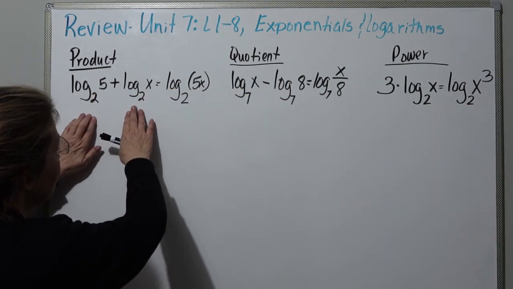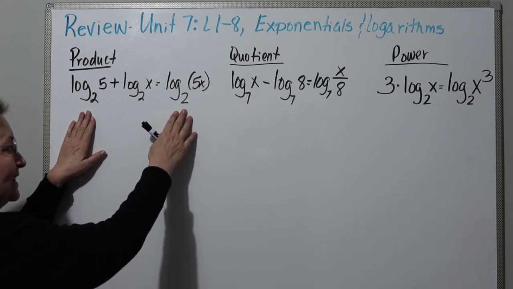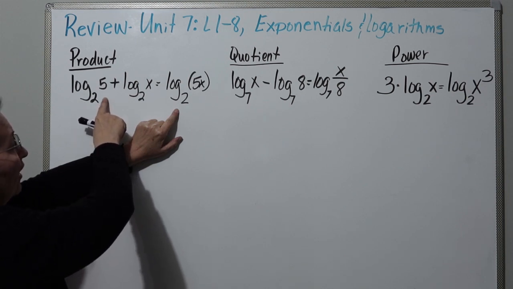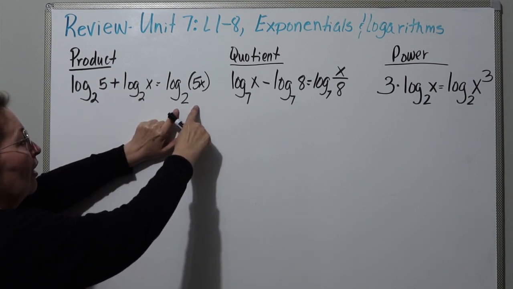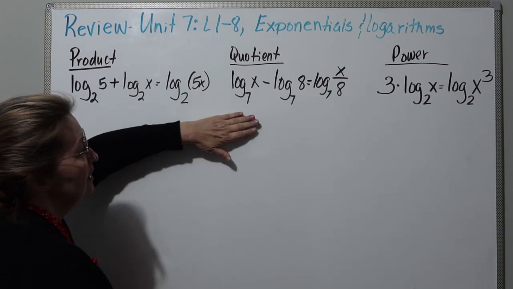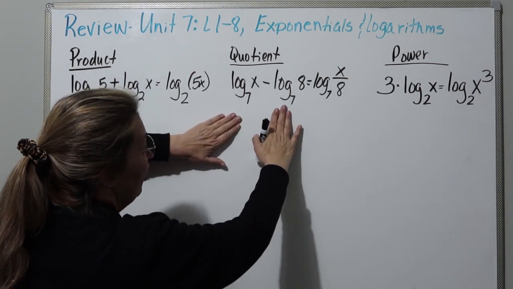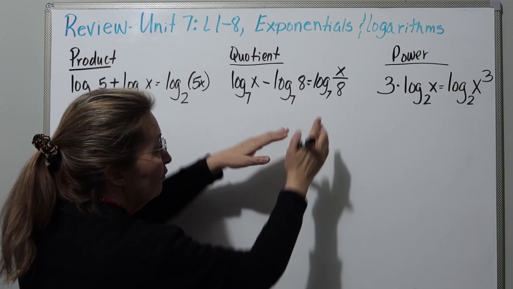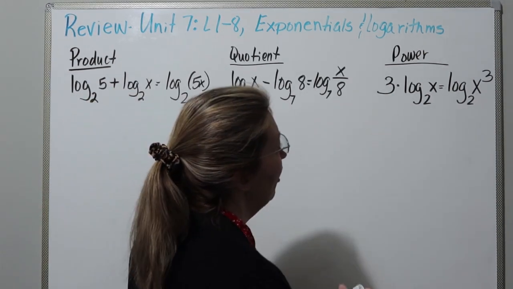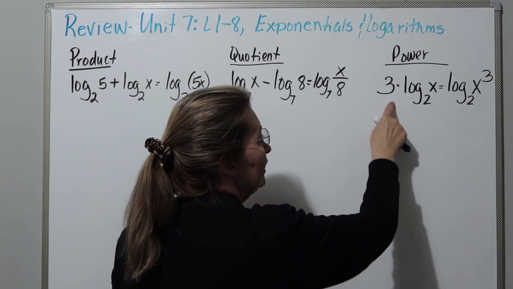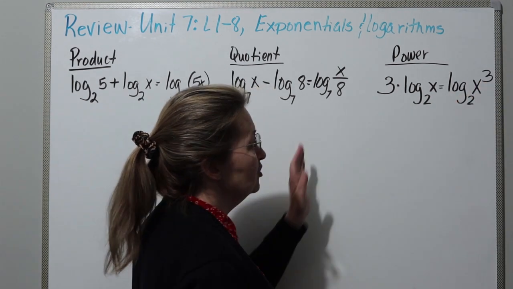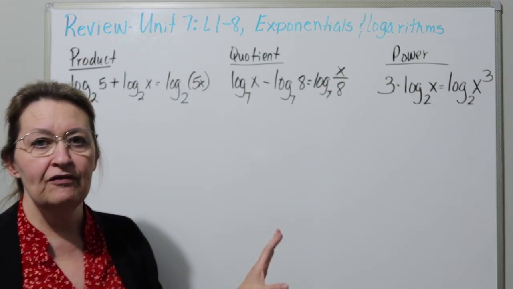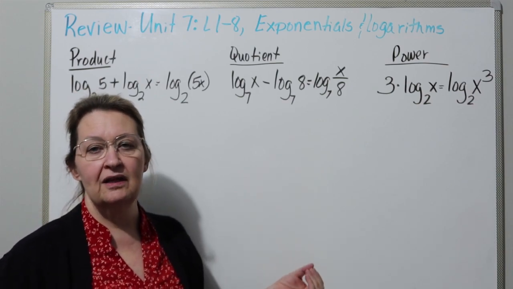If you had 2 logs added together, then you could condense them into 1 log with a product. So log 2 of 5 plus log 2 of x was equal to log 2 of 5x. Now the difference of 2 logs was the quotient property, and it was the same except that you had a minus, therefore you made a fraction. Then your power property said if you have a number out here, then it can become an exponent. You can swing it around and let it be the exponent of your argument. So let's look at a few examples of how to use these in an equation.